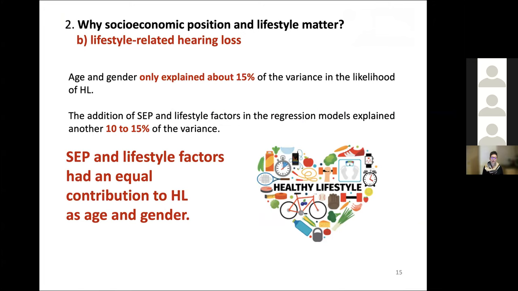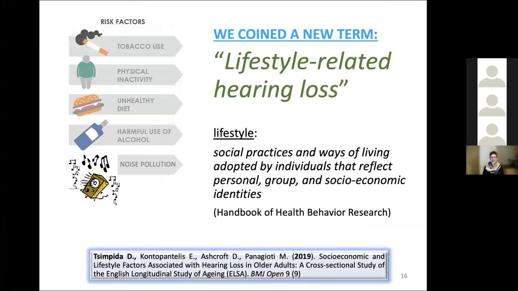The term age-related hearing loss is not an inclusive term to express the many hearing problems without a specific etiology in older age. And therefore, I decided to coin and to introduce to the literature a new term, the term lifestyle-related hearing loss. Here, lifestyle refers to social practices and ways of living adopted by individuals that reflect personal, group, and socioeconomic identities. In other words, there are many modifiable factors that affect the degree of hearing loss one may have in later life. So it's not inevitably the aging process, but there are many other factors that can be fully modifiable or partly modifiable.